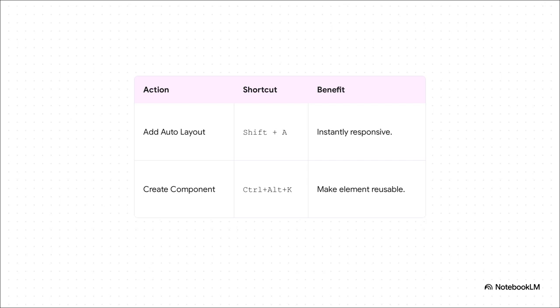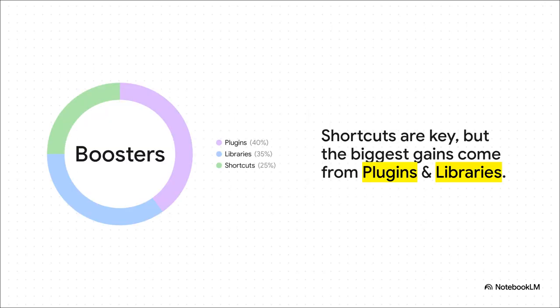Want to add that magical auto layout we were just talking about? Just hit Shift plus A. Bam, done. Want to turn something into a reusable component? Control plus Alt plus K. Once you build that muscle memory, you'll feel like you're flying. Now, shortcuts are great, for sure, but they're just one piece of the productivity puzzle. To really hit top speed, you gotta look at the two other heavy hitters, plugins and libraries.